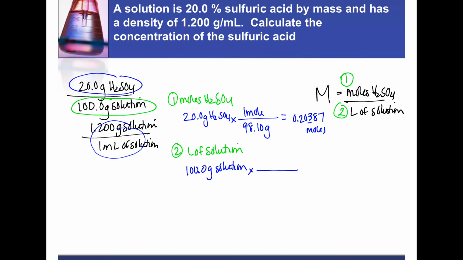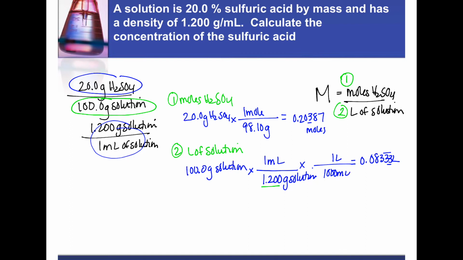So for every 1.200 grams of solution, I have 1 milliliter, and then I can get from milliliters to liters. And when I do that, I get 0.083, and it's like 3 repeating liters. For sig figs, this has 4, so I'm actually going to give myself another sig fig out there.